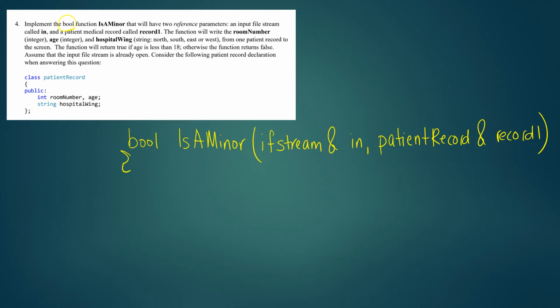So when reading in one record, you'll just use in to read in the record1 room number, the record1 age, you have to use the dot operator, and the record1 hospital wing.